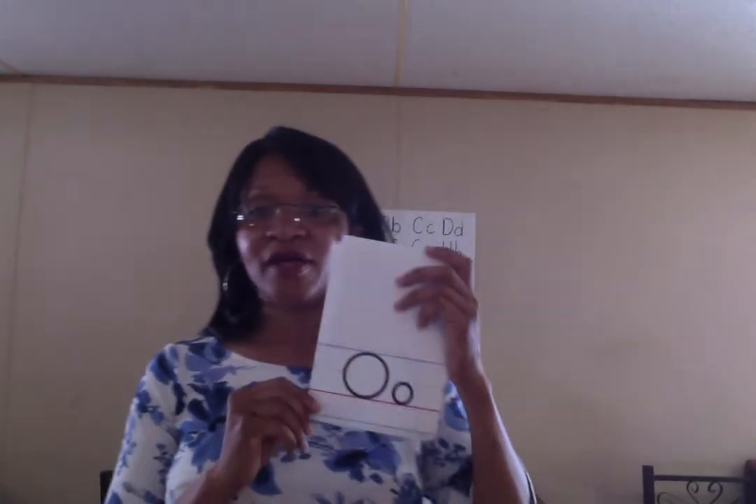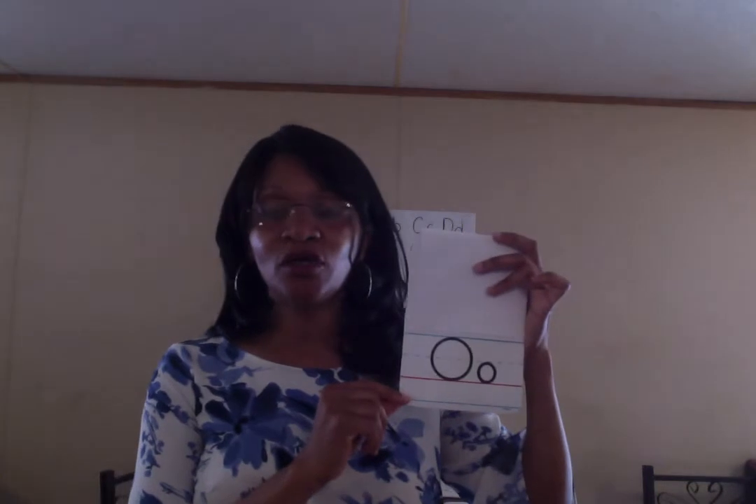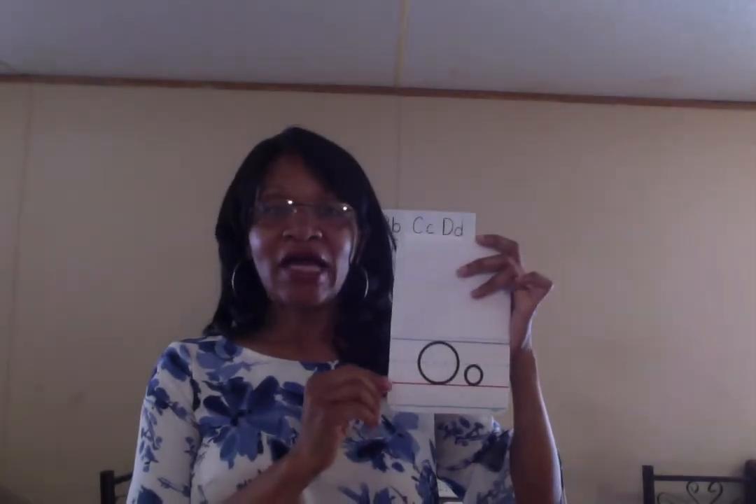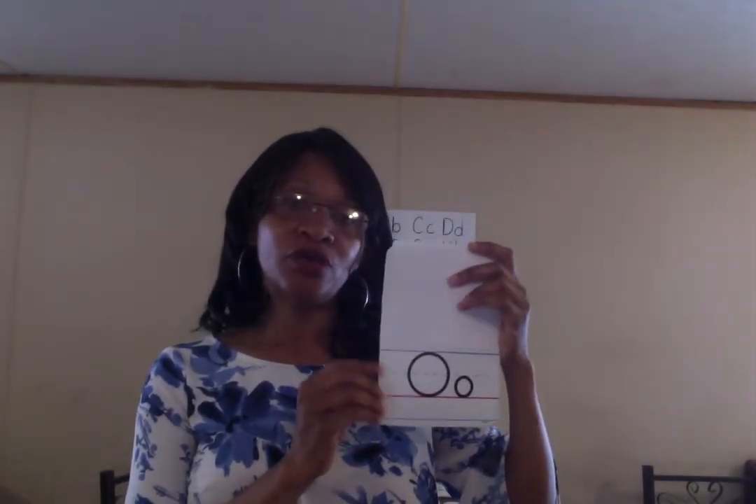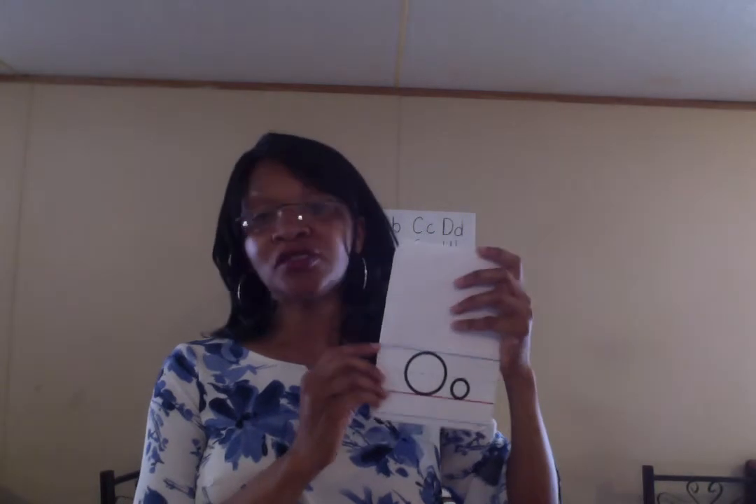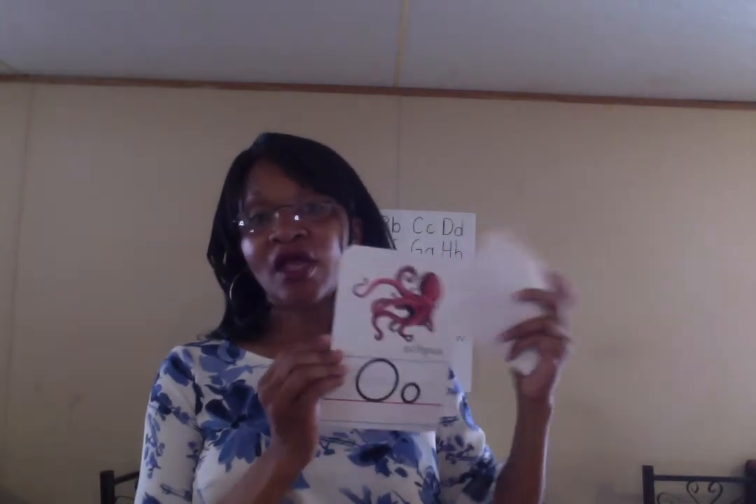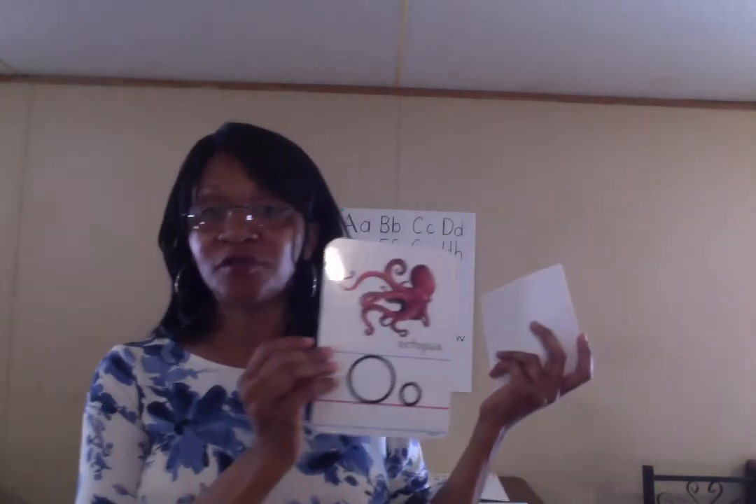And this alphabet is O. The sound that O makes is O. And a word that starts with O is octopus. And here's a picture of an octopus.